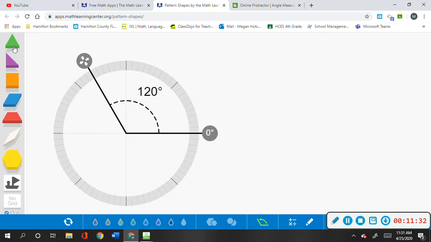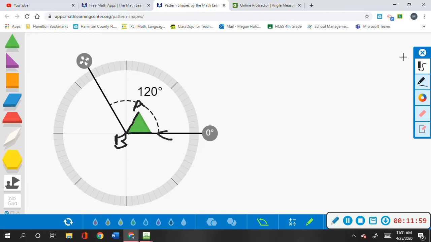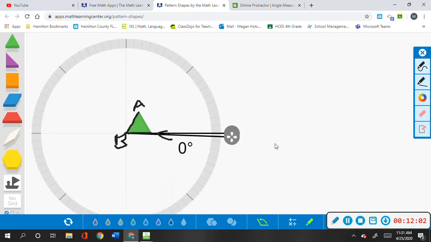Let's take this triangle, and we are going to measure. Can I make it bigger? No. We are going to measure. This will be our vertex because that's where my angle meets. And I'm going to follow my vertex up. This would be the first ray and the second ray. Alright. We're going to come back to 0, and we're going to move up until we're lined up with this line right here.